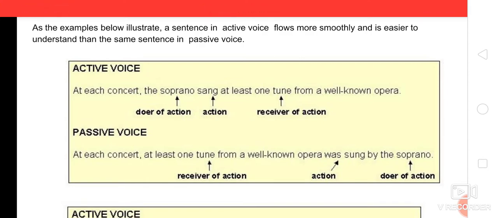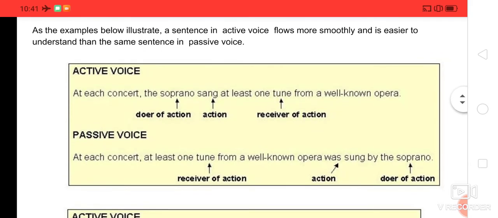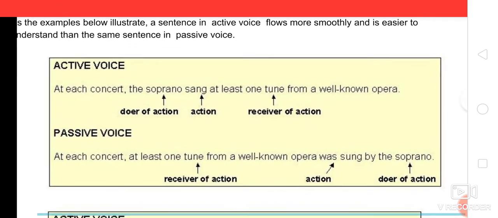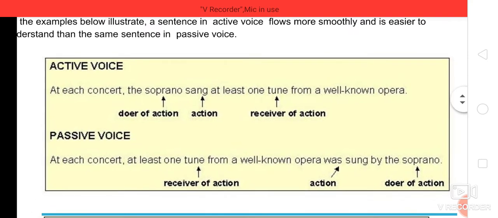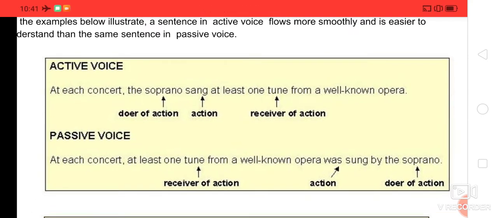When a verb is followed by a preposition there is no object, isn't it? Remember that we studied this in the verbs, okay. Now see here, what should happen when we want to change this sentence into the passive voice? So here the receiver becomes what? The subject. In passive voice the receiver becomes the subject.